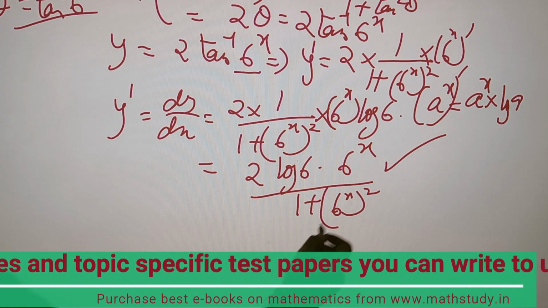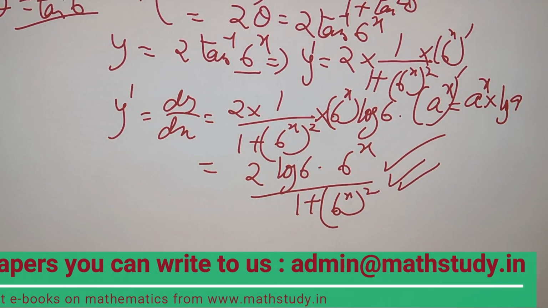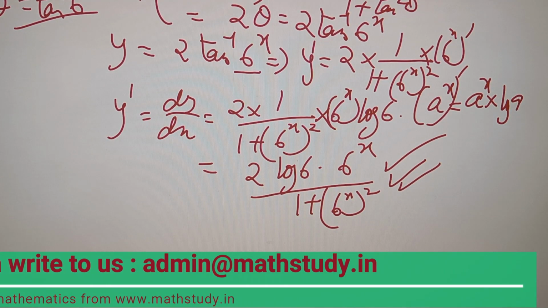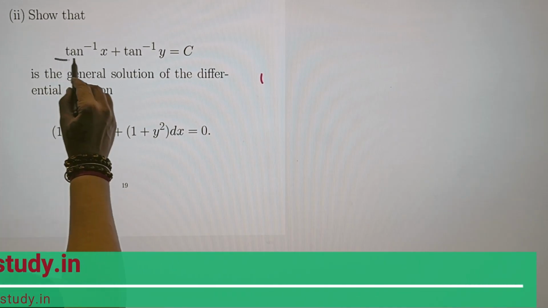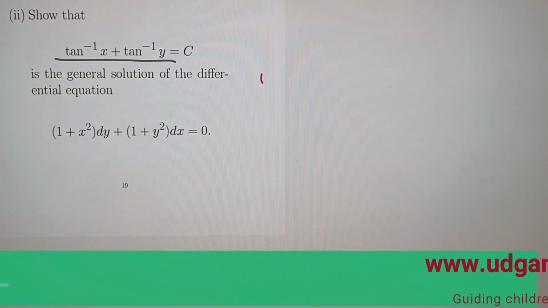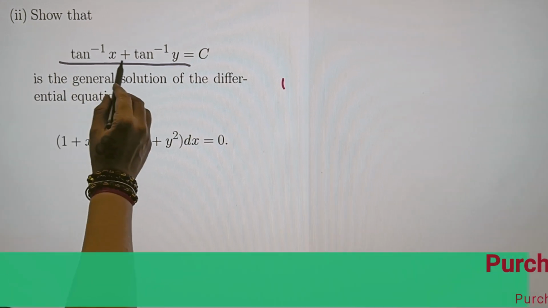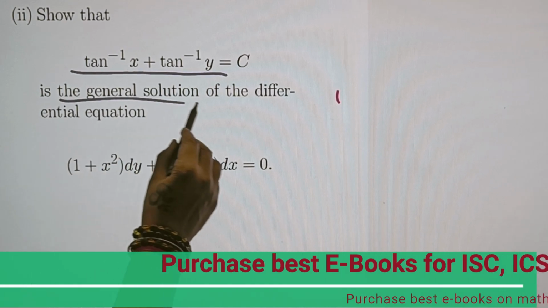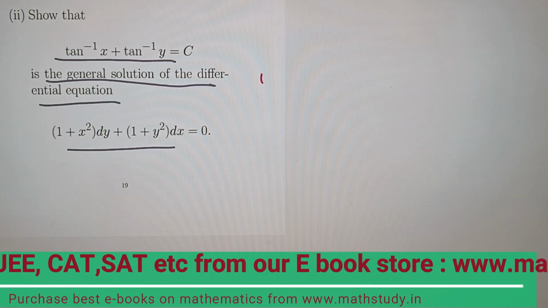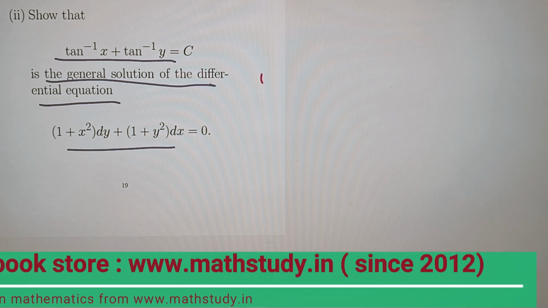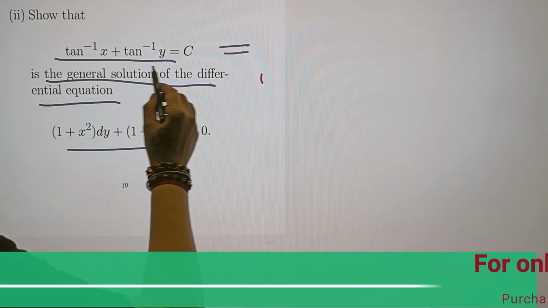So I hope this question solution is clear now. Let's move forward towards the second part of question number 6. So students, this is the second part, which is comparatively easier than the first part of question number 6. We have to show that tan inverse x plus tan inverse y is equal to c is the general solution of the differential equation. So what we need to do is find dy by dx and compare whether we are getting this or not. Very simple question here. Now let's start with this.